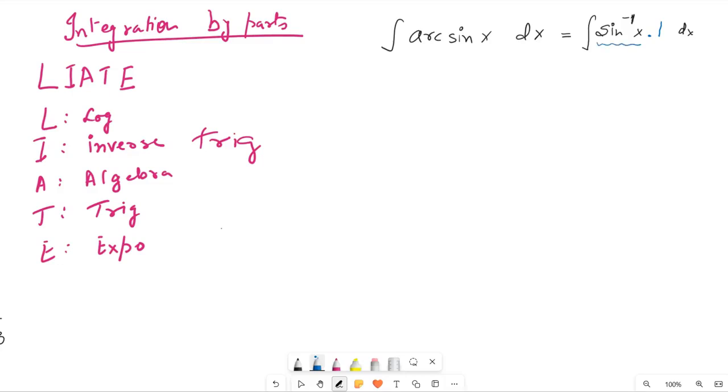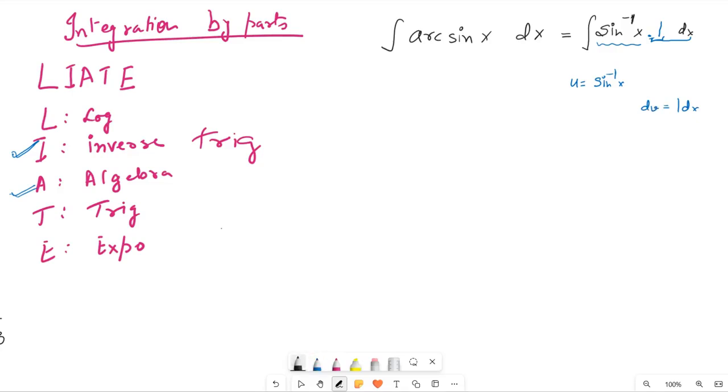Sine inverse x is an inverse trigonometric function, so that comes first in the list. And 1 is basically an algebraic function. Okay, so I comes first. That means I'm going to name u as sine inverse x, because that's an inverse trigonometric function that comes first in my LIATE mnemonic list. And the second function, 1, which joins with dx, I'm going to name that dv.